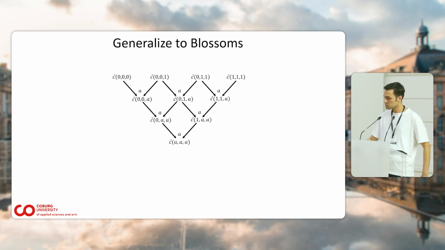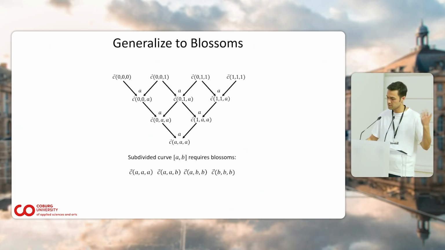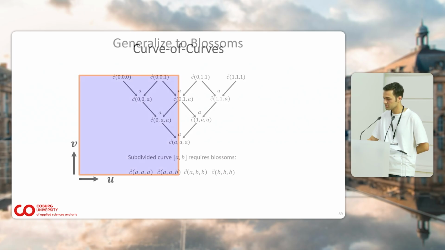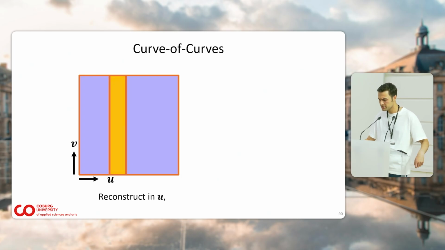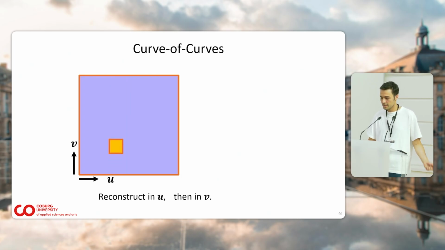So we can also extend the very same idea to blossoms. It's a more abstract version of them, and we can use that for reconstructing our subdivision, which looks like this. It's a function that takes some parameters and maps them to a 3D real vector, and we need the following blossoms for that. And that looks actually good. We can extend it to the curve of curves approach, which means we first subdivide, or reconstruct, in one direction U, and then in the other direction to get our sub-patch.